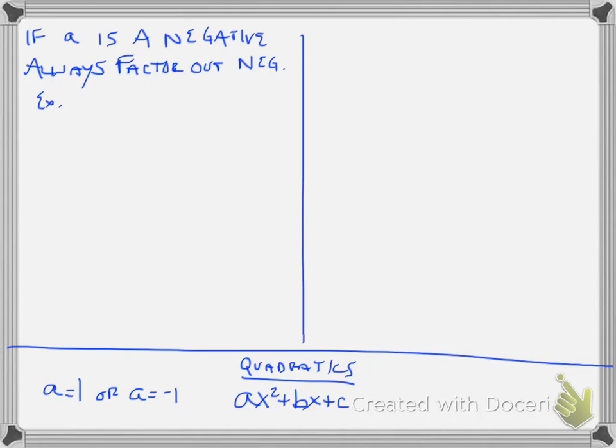So for example, negative x squared minus 6x minus 8. Because the a is a negative, I'm going to factor out a negative, and it's really just a -1 in this case, and what happens is it changes all the signs in the polynomial. So I'm left with x squared plus 6x plus 8, and here I'm going to give you the rules that only work for when a is equal to 1.